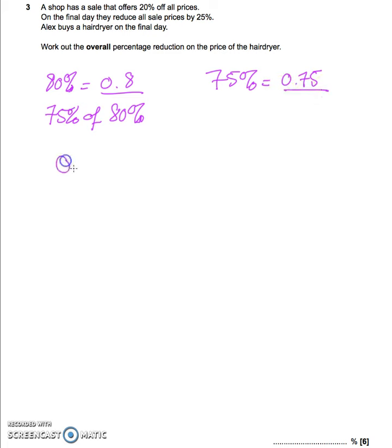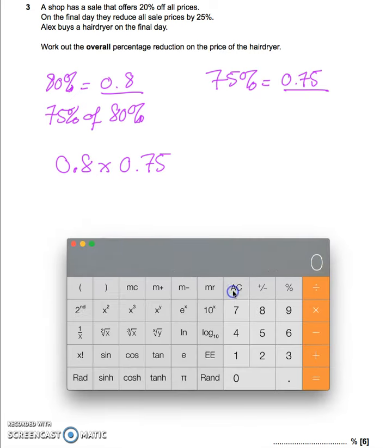For me, I'd be doing 0.8 multiplied by 0.75. That will give you, and if you get your calculator up again, bring that in, still got the answer from the previous question, clear the screen. 0.8 multiplied by 0.75. That equals 0.6.